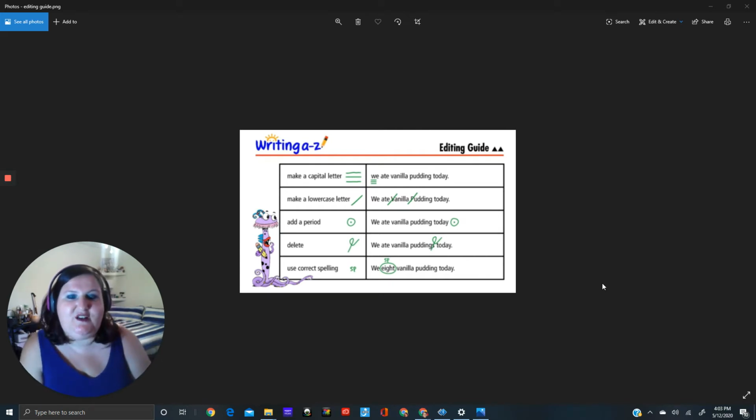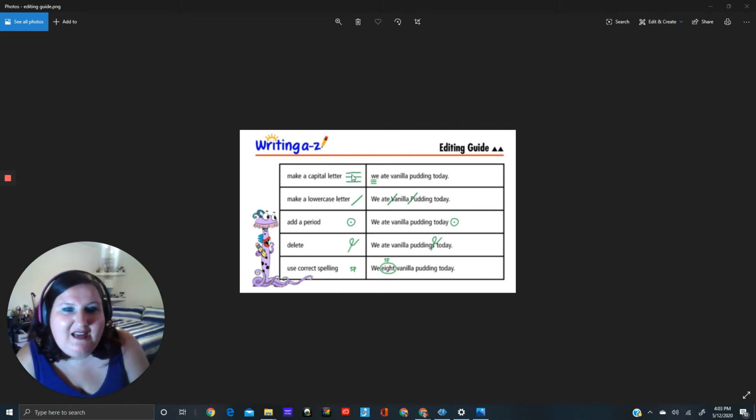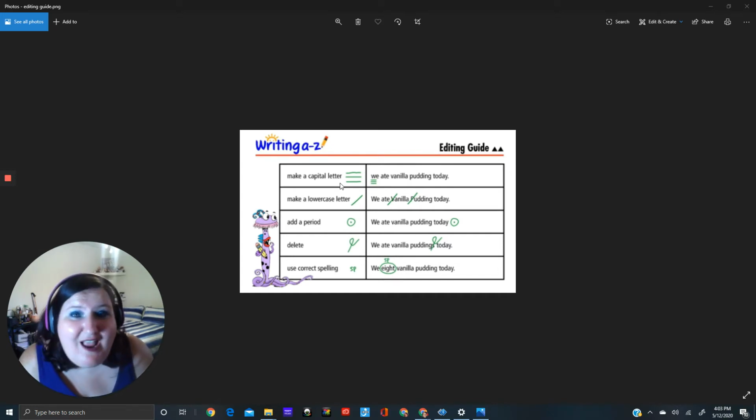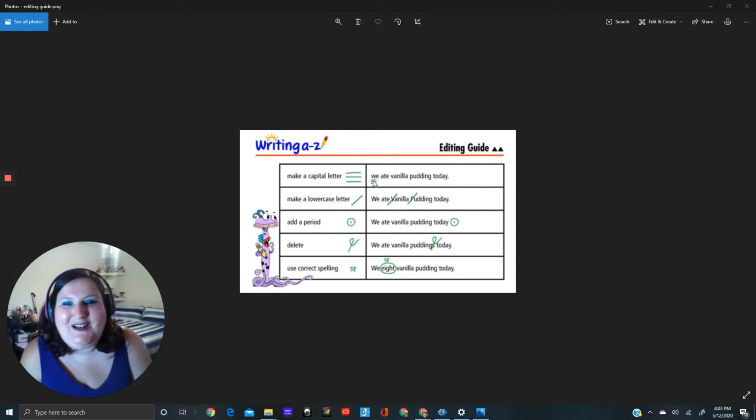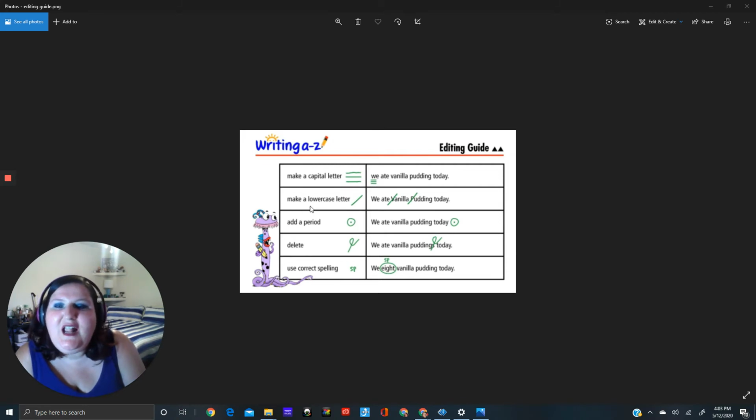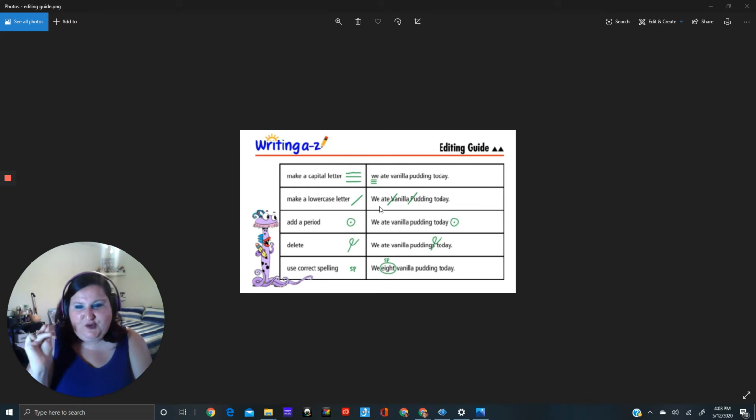So the first notation is 3 lines, and you might see this underneath a letter. If your teacher uses this notation, it's telling you, hey, you forgot your capital letter. So in this example, we have a sentence that reads, we ate vanilla pudding today. We is the beginning of a sentence, but it's not capitalized. So the teacher has drawn 3 underlines underneath it to tell you, go back and capitalize it.